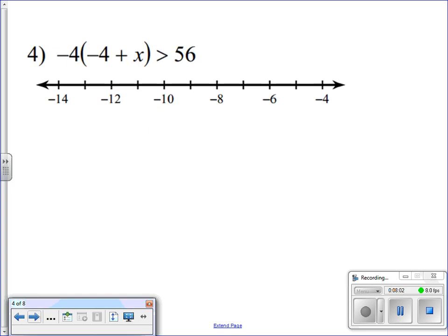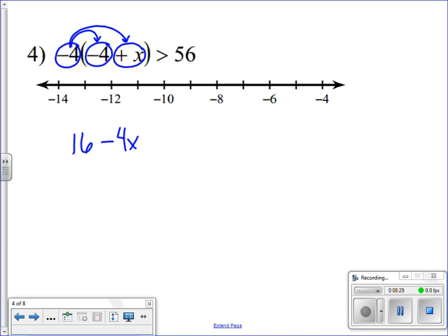Okay, this next one here, again, we have a little distributing to do. Negative 4 times negative 4, a negative times a negative is a positive. So now I just have to do 4 times 4, and that's 16. I now have a negative 4 times a positive x. So a negative times a positive is a negative, and 4 times x is 4x. It is greater than 56.